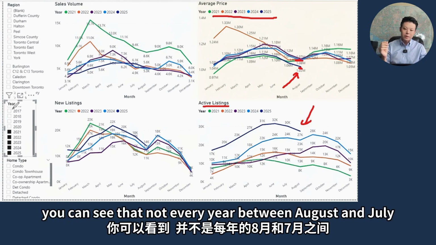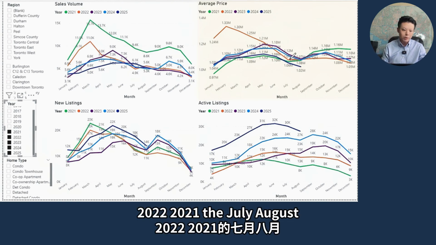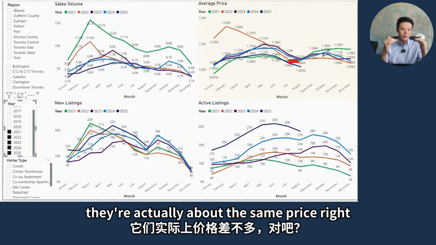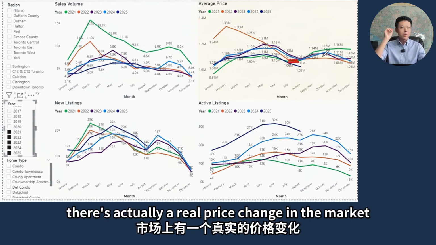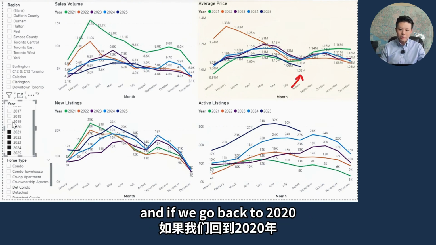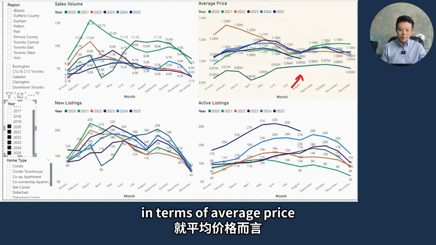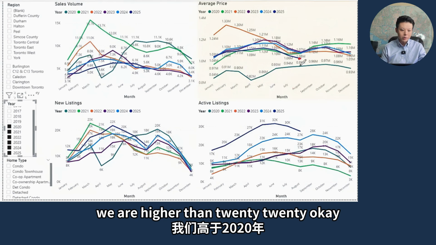And with this drop, you can see that not every year has a big price difference between July and August. For example, in 2022 and 2021, July and August were actually about the same price, right? So it's not just seasonality. There's actually a real price change in the market, especially in July and August. And if we go back to 2020, we can see that finally, in terms of average price, we are higher than 2020.